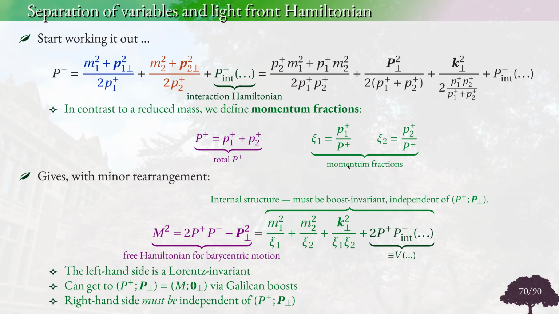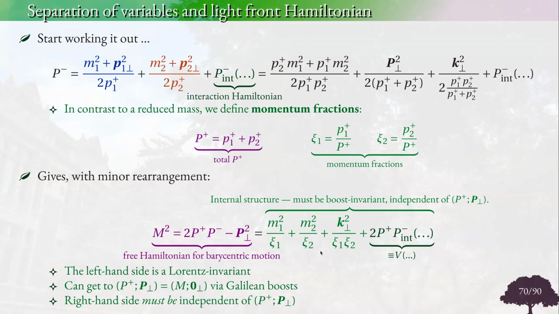So using your momentum fractions and doing some minor rearrangements of the formula at the top, you can write your m squared of your system as a whole. Basically, you multiply everything by 2P plus, big P plus, and move the p perp squared over to the left-hand side. Well, this is your dispersion relation for your system as a whole. So you get the mass squared of the system as a whole is equal to a bunch of stuff that will now give you internal structure.